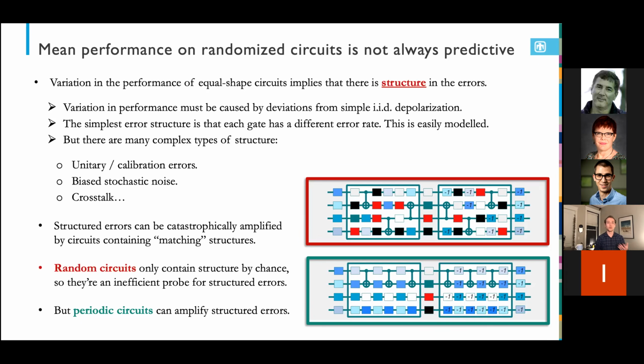But there's many more complex types of structure, so unitary and calibration errors, which are fairly intuitive, but they're actually very hard to deal with in terms of modeling. There's biased stochastic noise, there's crosstalk, you can have drift, you can have all sorts of subtle effects that are a form of structure to your errors. And this is important because structured errors can be catastrophically amplified if a circuit has some kind of matching structure in a heuristic sense. So for example, if you have Z coherent over-rotation errors and you have a circuit that spends a long time in the Z basis, so you spend a lot of time idling, that can add up coherently, and that's a very different effect to stochastic noise.